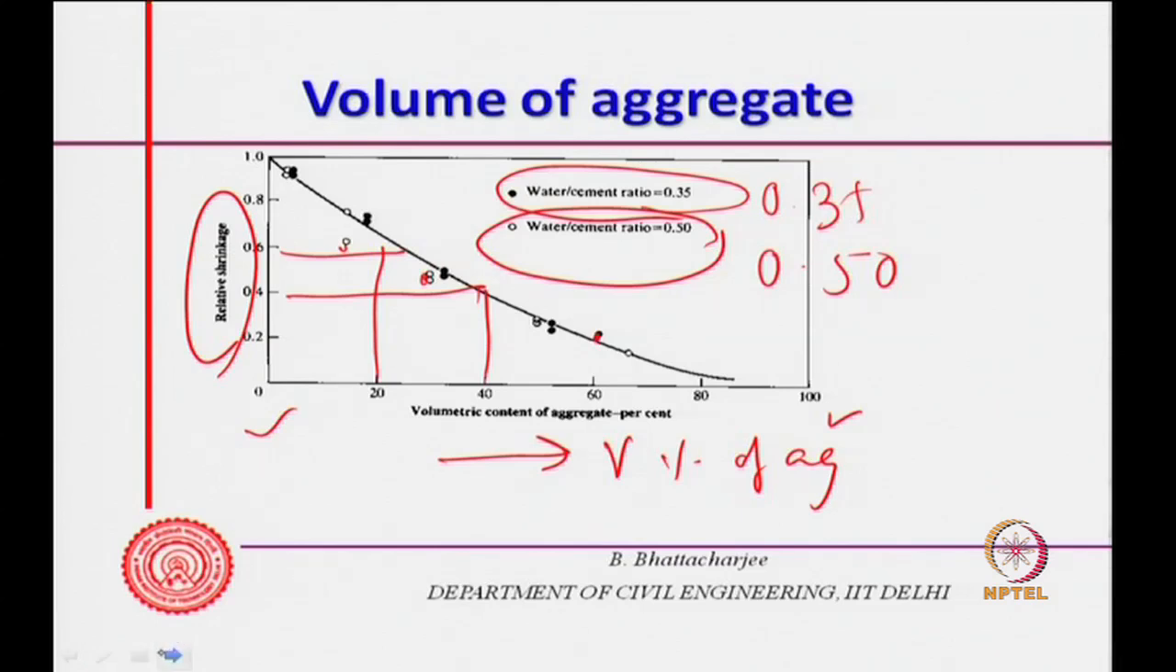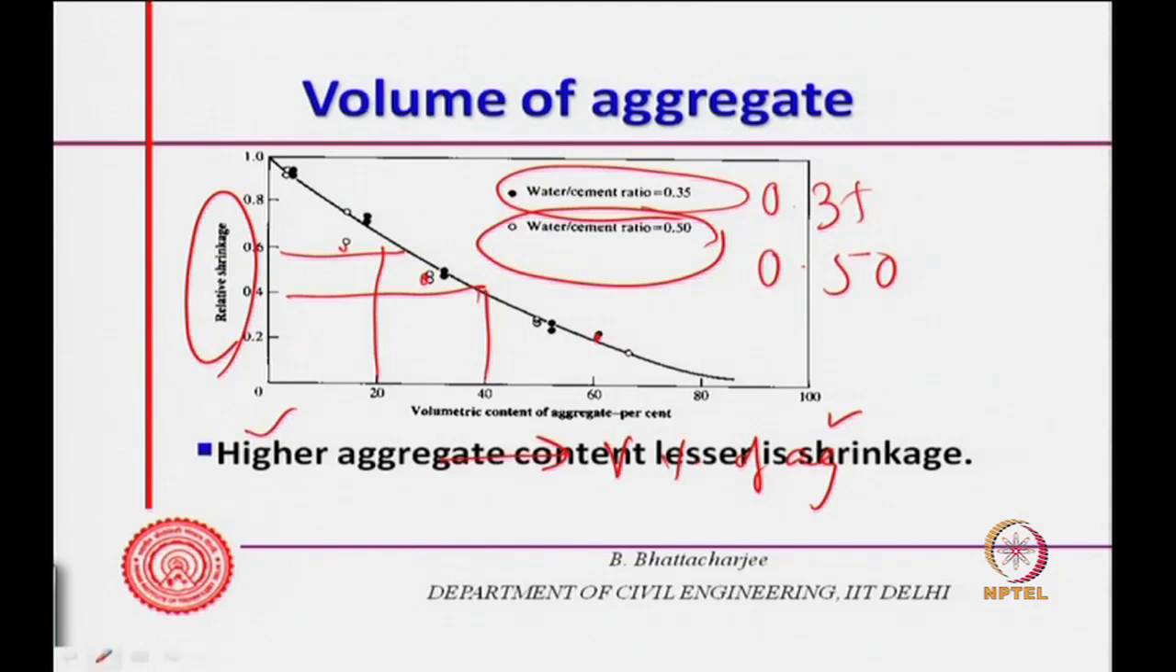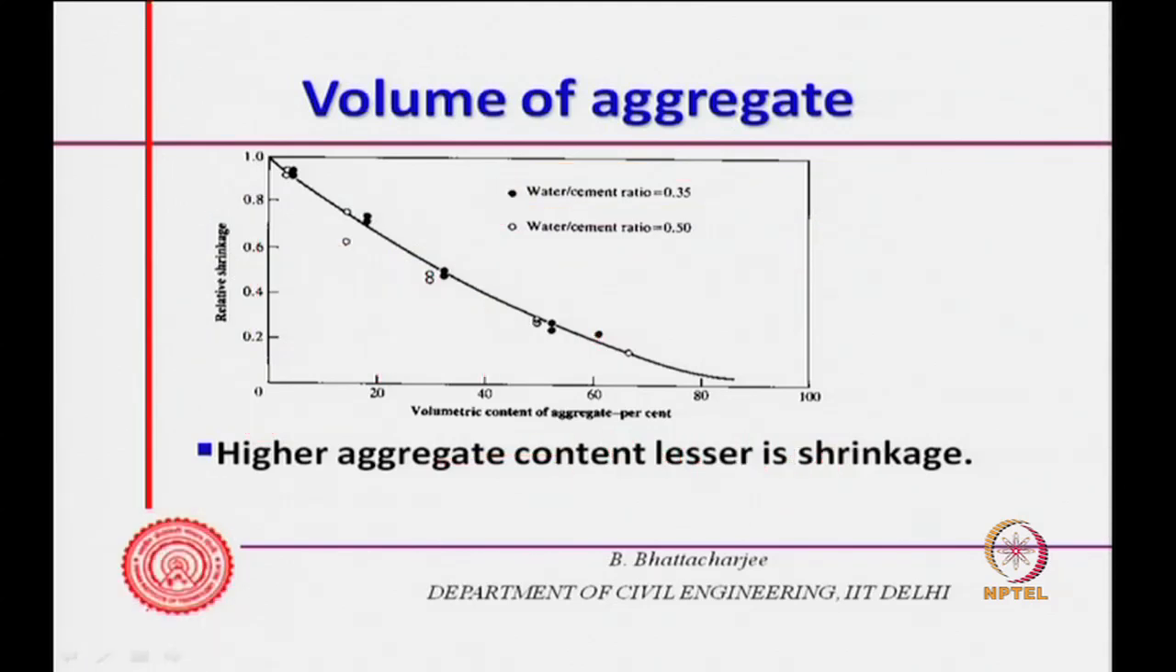So, the volume aspect is the same: because aggregate does not shrink, the more the volume, the less will be the overall shrinkage. So, the higher the aggregate content, the lesser is the shrinkage. Okay.